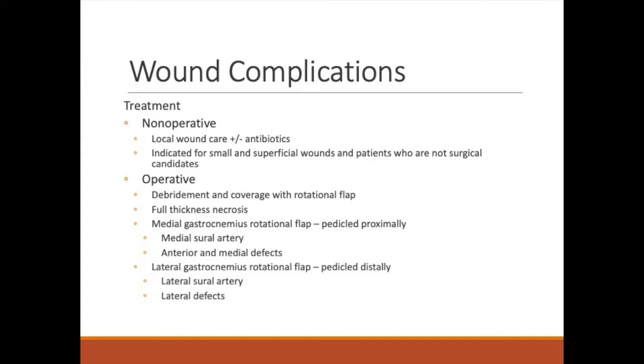Again, in terms of the gastrocnemius flap, especially around the knee, you want to use a medial gastrocnemius flap because its vascular pedicle is proximal and it's from the medial sural artery. This is great for anteromedial defects.